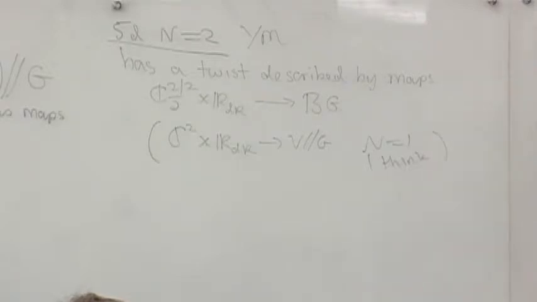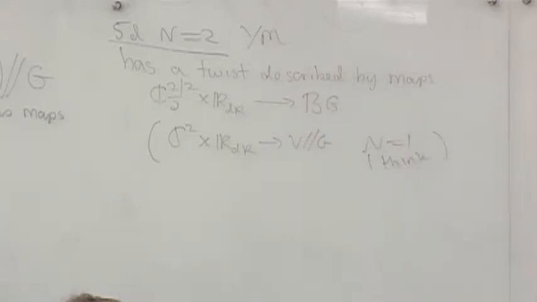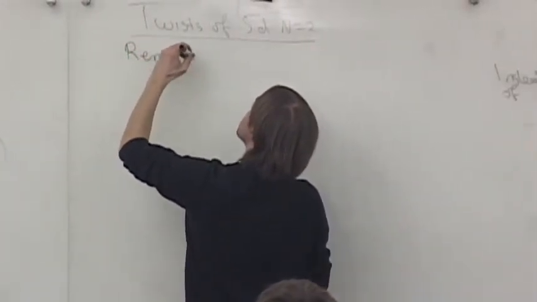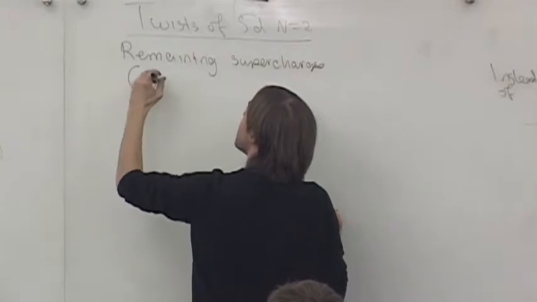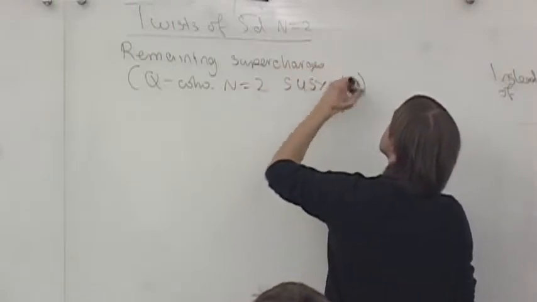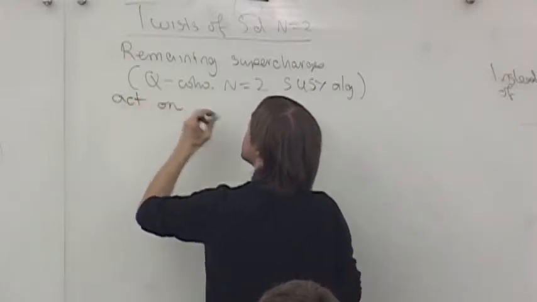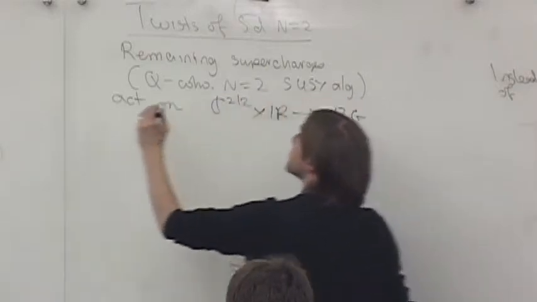So twists. The 5D N equals 2. Here we've already taken the holomorphic twist. So we've taken our original theory and taken its Q cohomology with respect to some very non-generic supercharge of square zero. So the remaining supercharges, in other words the Q cohomology of the N equals 2 supersymmetry algebra, will act on this BG just by some vector fields.